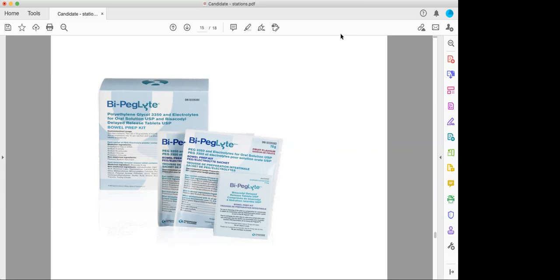How are you going to use it? The bisacodyl is a tablet. You can take it orally, and the polyethylene glycol comes in sachets, powder. Open the sachet, put it in water, and then you're going to drink it.